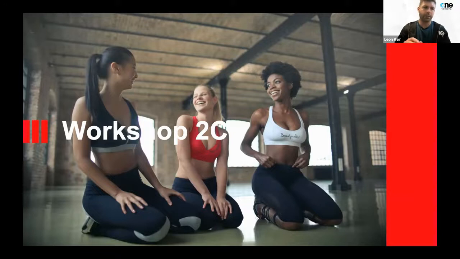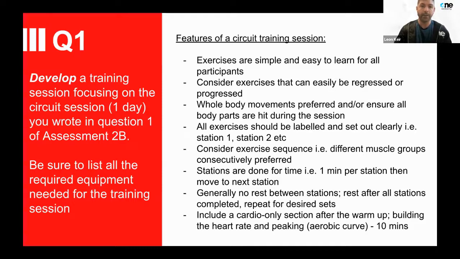Cool. So the first part of 2C is we have to actually put a program together for our client. We're going to develop a training session for our client. Now, remember when we're putting programs together for our clients, as a Cert 3 qualified trainer, you don't actually take them through the program. You're more just designing it for them, giving it to them, and then they're doing it themselves. So why that's important is that we don't want to do things that are too complicated, because a majority of our clients are going to be just general population.